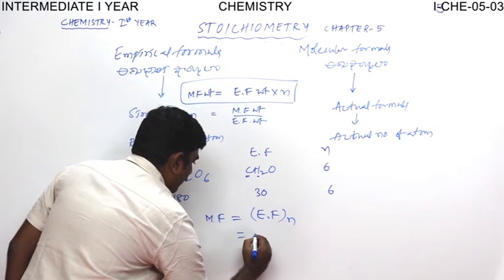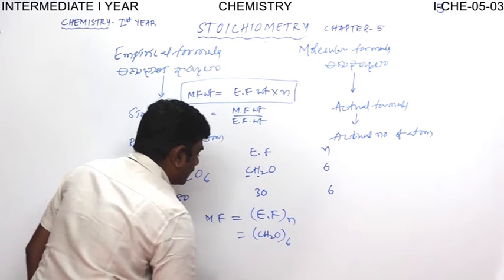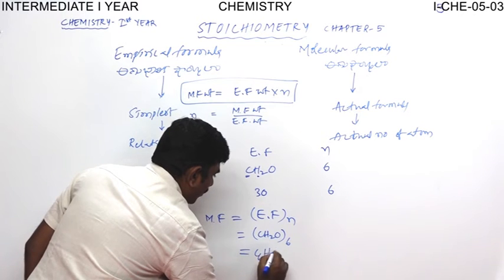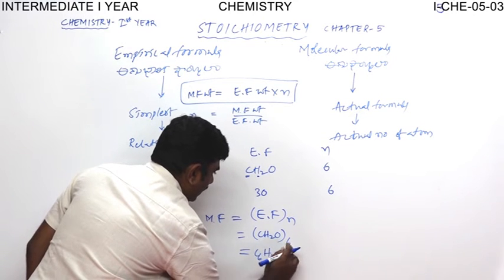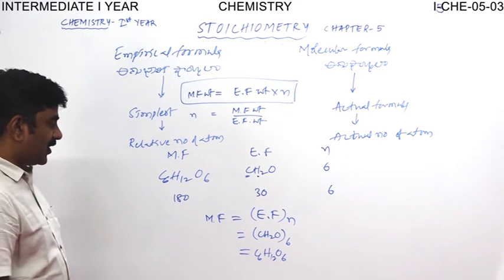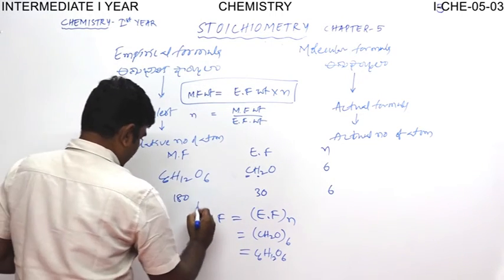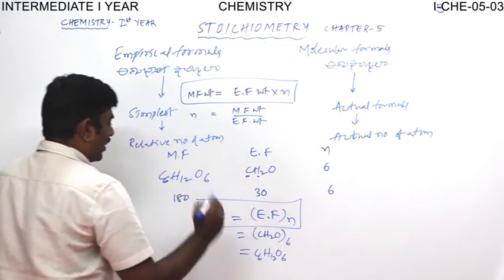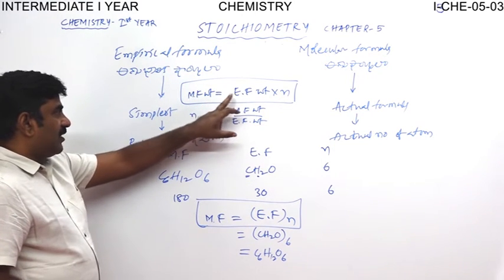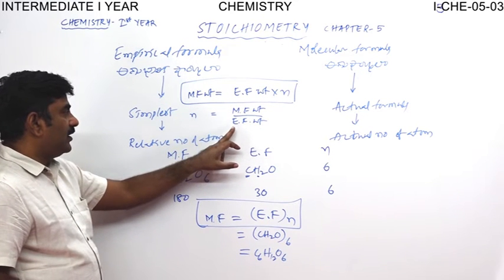I am taking the same example. CH2O. For this, what is the N value? 6. So now the formula: C6, 1 into 6 is 6, 1 into 6 into 2 is 12, and 1 into 6 is 6. What's the formula? C6H12O6. So another formula is: molecular formula is equal to empirical formula taken N. Molecular formula weight is equal to empirical formula weight into N. So N is equal to molecular formula weight by empirical formula weight.